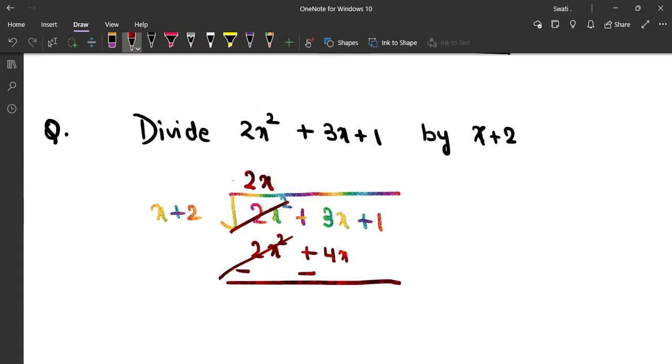3x minus 4x. What is the answer? 1x. But don't you think that the sign will be plus or minus? Minus. So can we not write minus 1 into x as just minus x only? Yes. It will become minus x. Next.